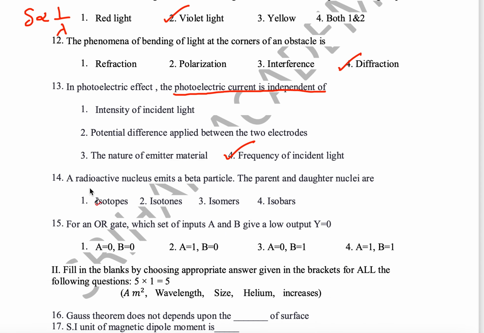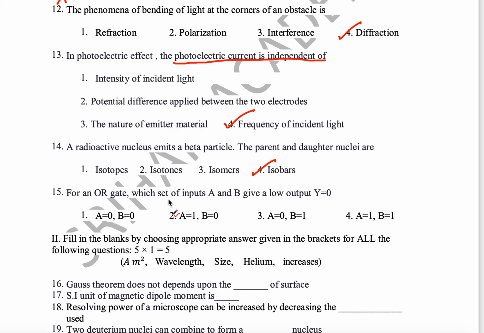And the next, 14th question, a radioactive nucleus emits a beta particle. The parent and daughter nuclei are? When a beta particle is emitted, there is no change in the mass number, there is a change in atomic number. So what are the definitions of isotopes, isotones, isobars and isomers? Same mass number and different atomic numbers indicates isobars. Same mass number, different atomic number, gives the isobars.